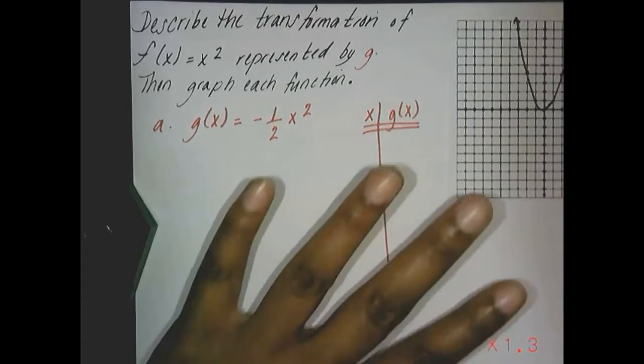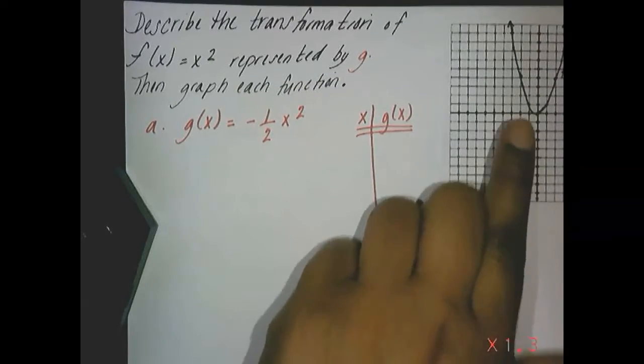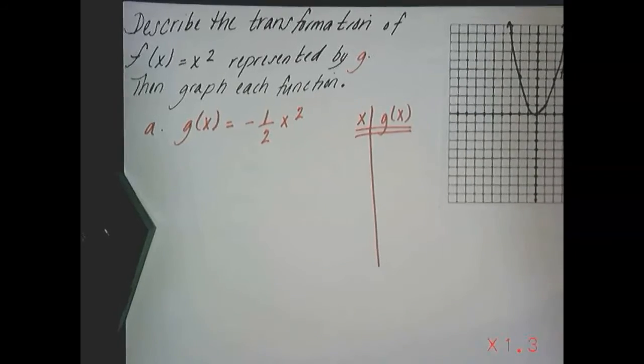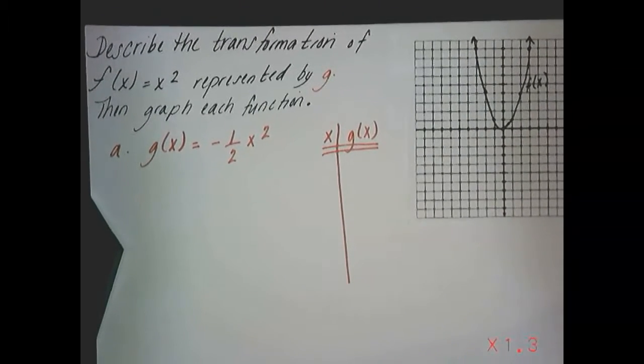So we're going to take our parent function, which is already graphed there for you as best as I could. And what we're going to do is look at what the negative does and also what that half does. Okay, so give me just a second. I want to set something up for you.